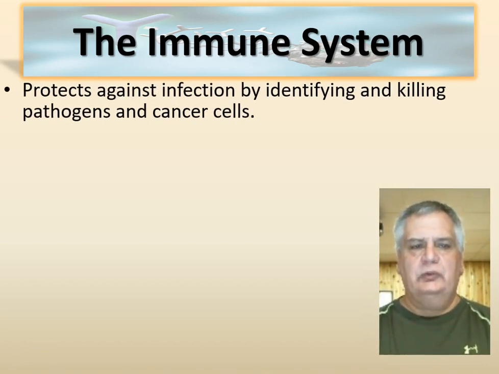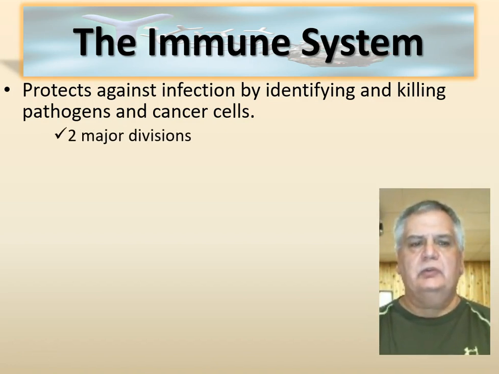Recall that the immune system is a system that is designed to protect us against infection, and it does that by identifying and killing pathogens and, yes, even cancer cells. So we're going to take a look at the first half of the immune system here in this screencast.